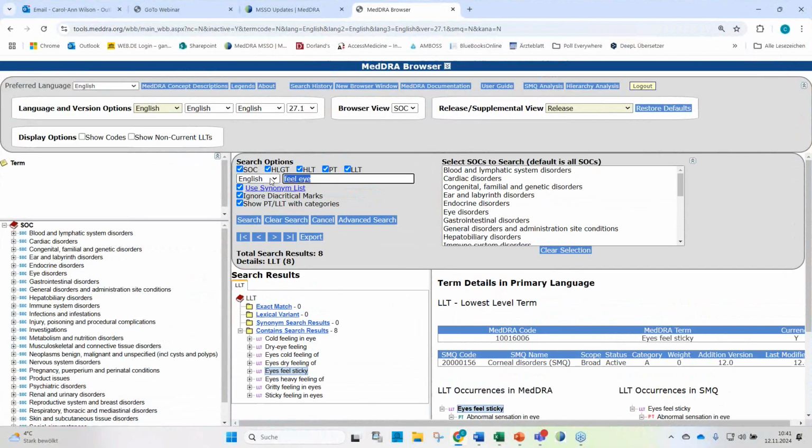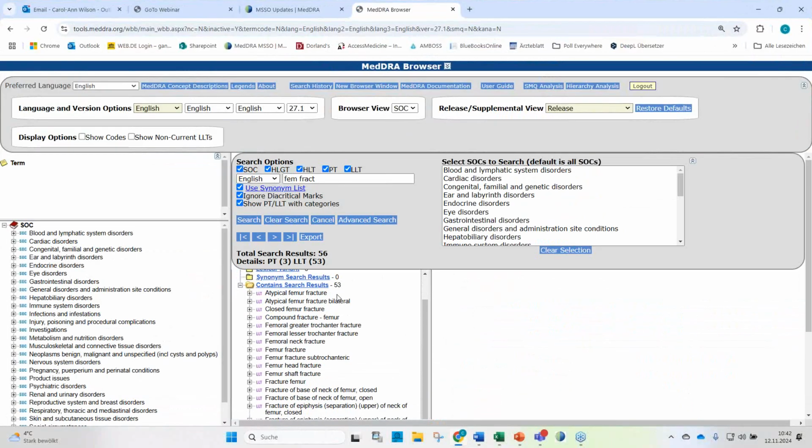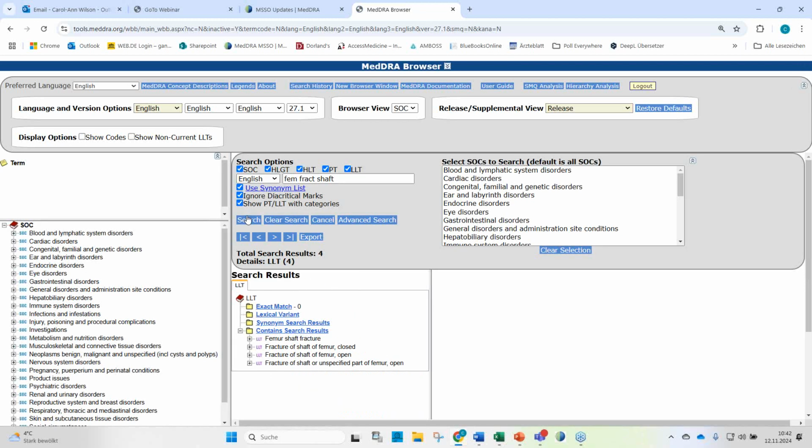So if I truncate the verbatim and enter FEM in order to capture femur and femoral and fracture, then I get quite a number. So I have a typical femur fracture, compound fracture. Then I have the femur. Let's add shaft in order to be more specific, because we have quite a number of possibilities here that are offered. Femur shaft fracture, that was your favorite choice. There's one for closed or open fractures, so this was not reported.